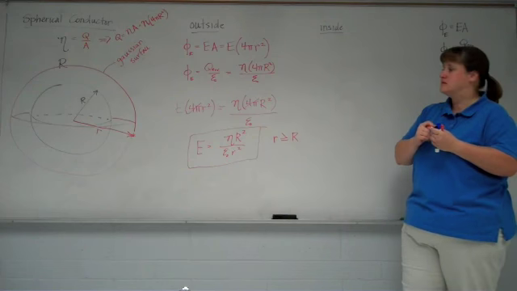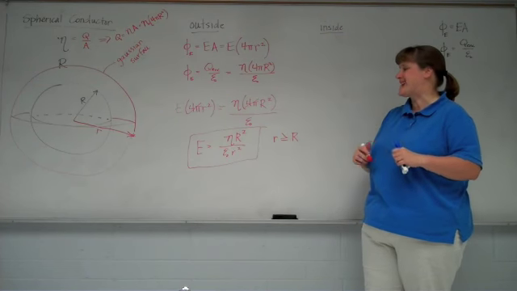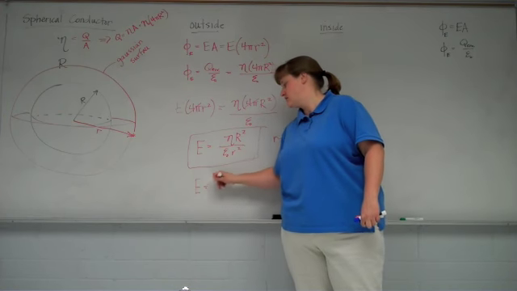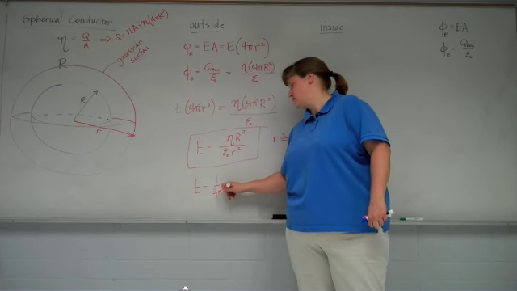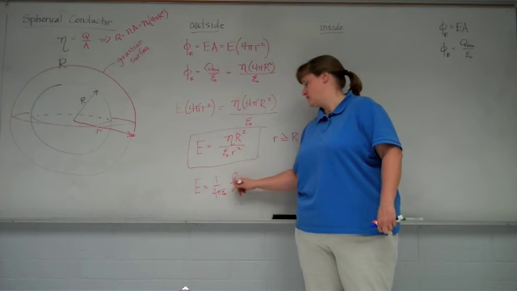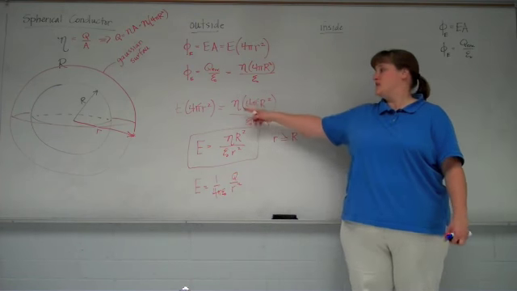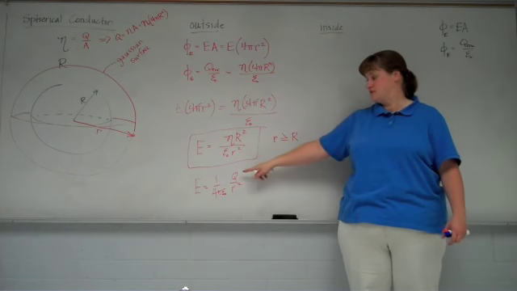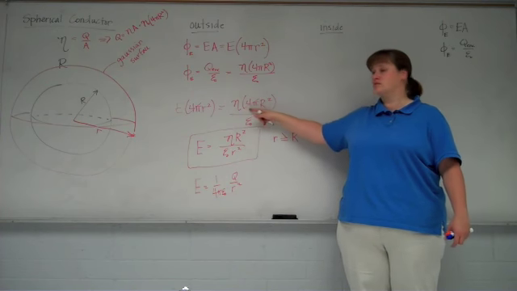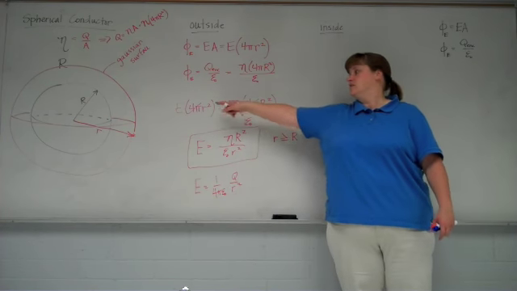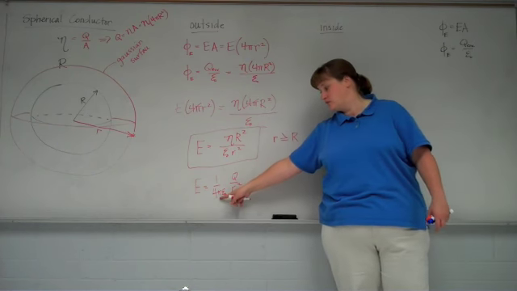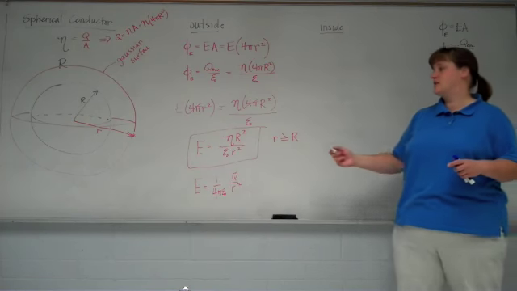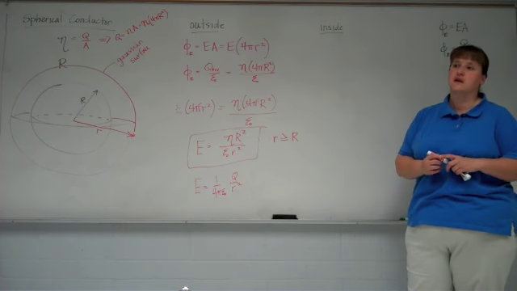By the way, this equation is the same thing as that equation, because eta times 4 pi r squared, eta times area, is going to be charge. It's going to be Q. So this term is Q, meaning the total charge on the sphere. Bringing the 4 pi r squared down, 1 over 4 pi epsilon naught r squared. Same equation. We've just written it in terms of the surface charge density, rather than just the charge.